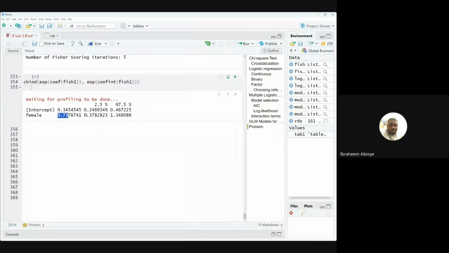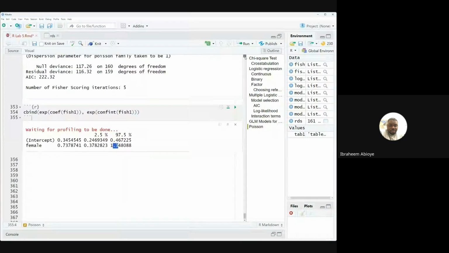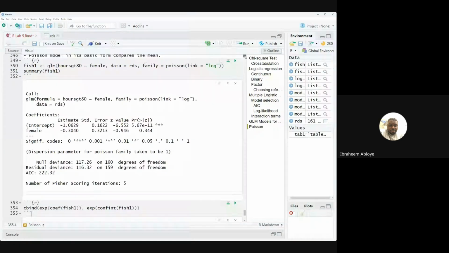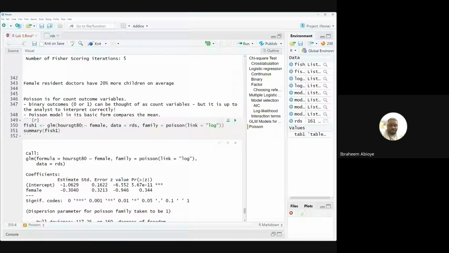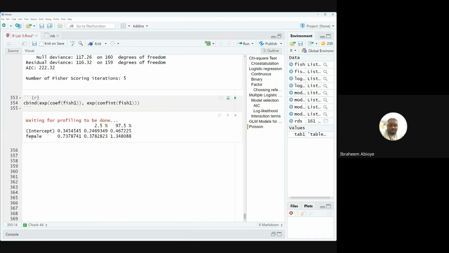So now we obtain 0.74, with confidence interval 0.38 to 1.34. But the key thing to remember is that the outcome that we used here was a 0 or 1 outcome. And because it's a 0 or 1 outcome, we are applying it as a count variable. It's not a true count variable. And the outcome that we obtain is a risk ratio, and to obtain that, we have to exponentiate. Okay? So that's the first form that we saw.